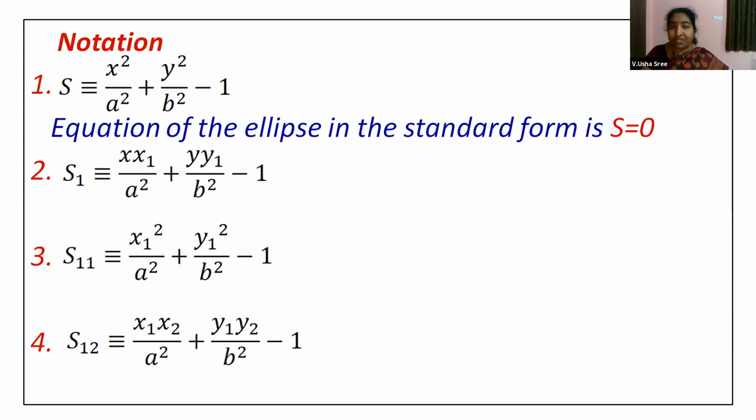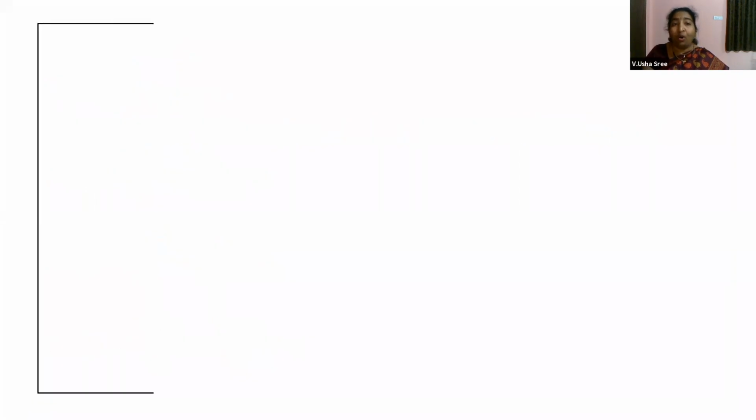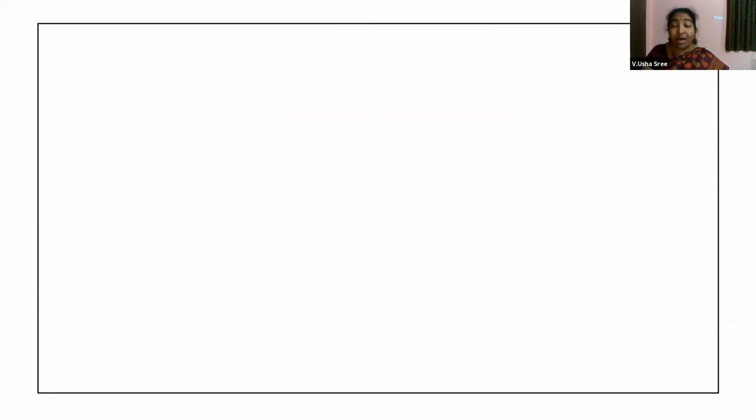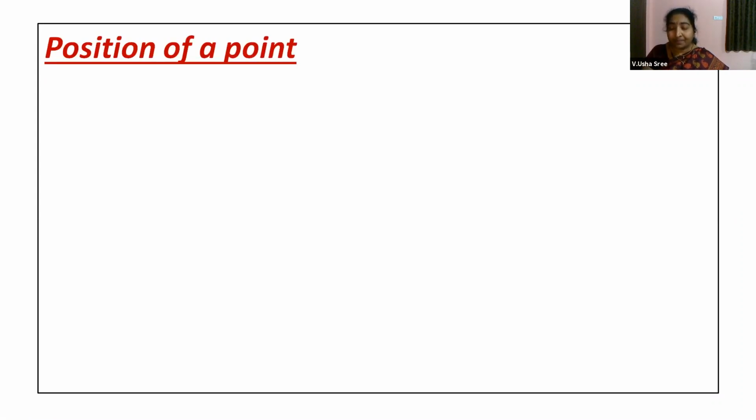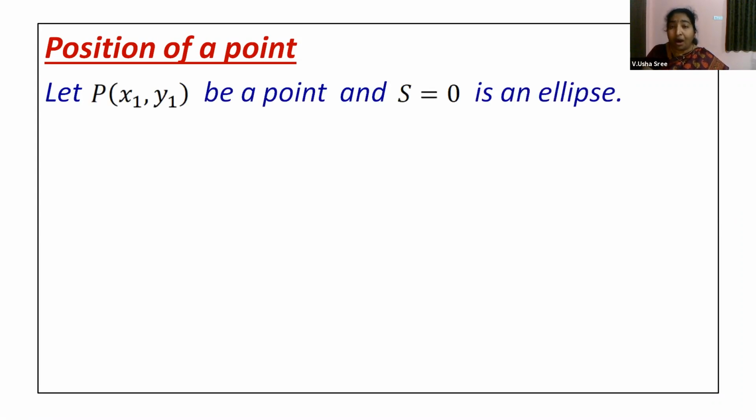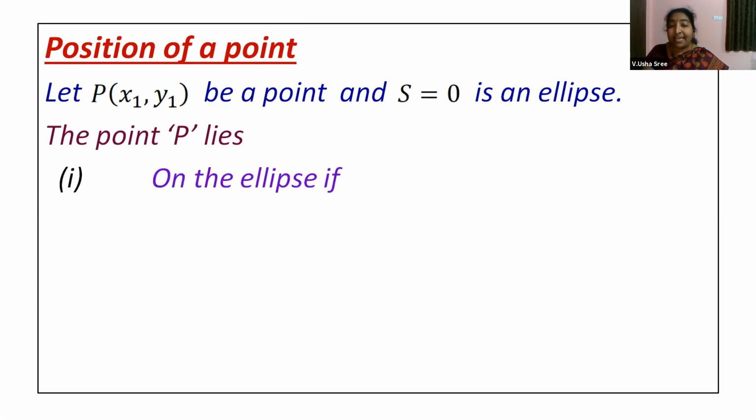Then, having discussed the notations we are using in this chapter, we'll go with how we are going to get the position of a point. If you take a point P x1 comma y1 on the ellipse S is equal to 0, then the point will be on the ellipse if you get S11 is equal to 0. Okay, children, what is S11? Just now we have seen, isn't it?